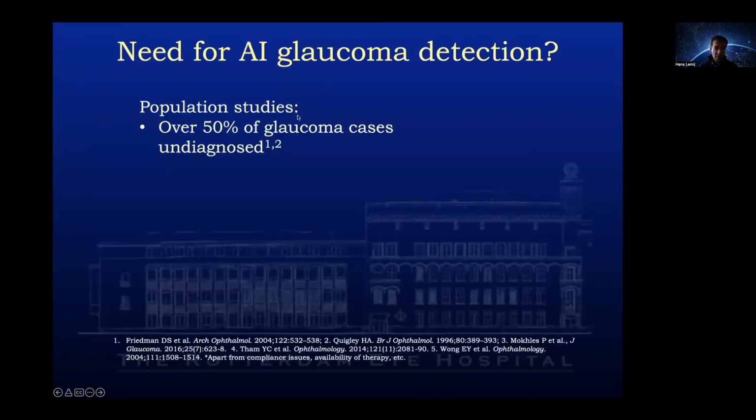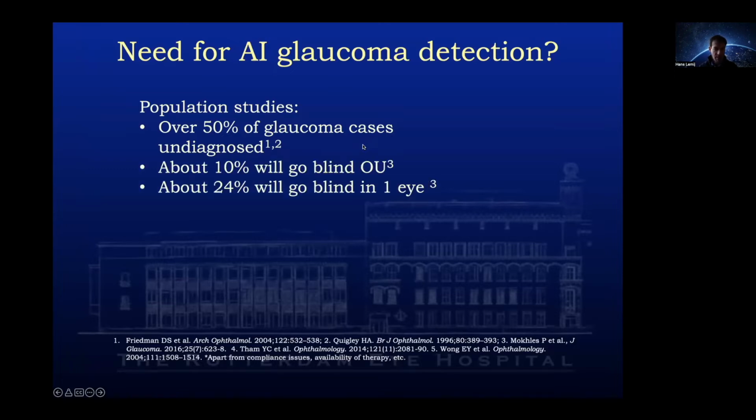So, population studies have shown that over 50% of glaucoma cases are undiagnosed. About 10% of these people were blind in both eyes. About 24% of all people with glaucoma will go blind in one eye. And we're expecting up to 110 million people or so by the year 2040. So there's going to be a dramatic rise in people with glaucoma.